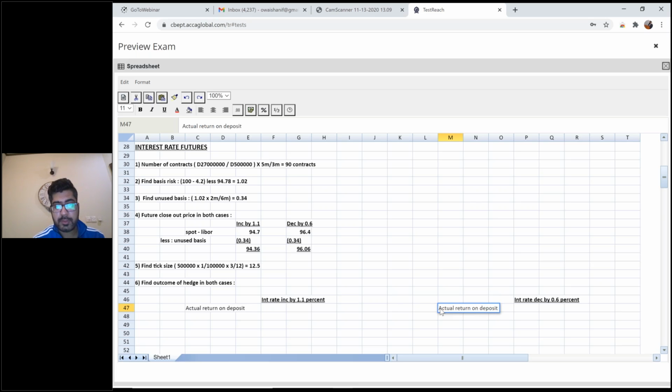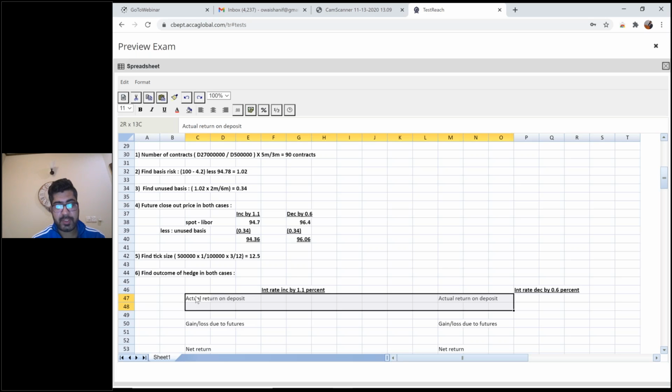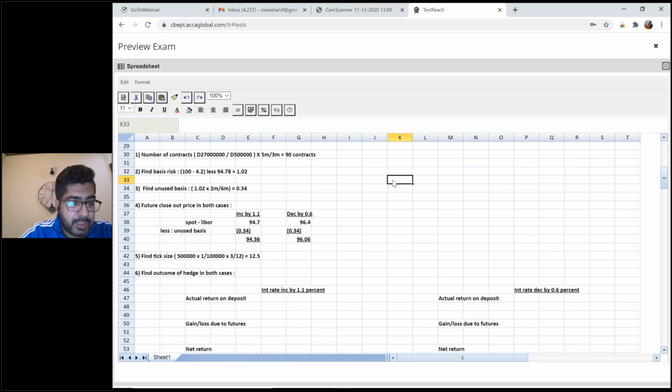Okay, so it's actual return on deposit, and then you need to add or less gain or loss due to futures, and you get the net return. So this is how things work, that you need to find the outcome of hedge in both cases. Both cases: increased by 1.1, decreased by 0.6. You need to show the actual return on deposit or actual cost of borrowing format. There you wrote in FRA gain or loss due to FRA. Here you need to write gain or loss due to futures.